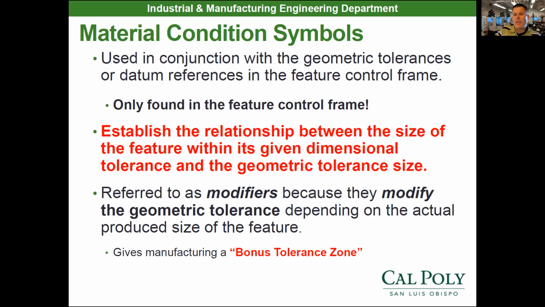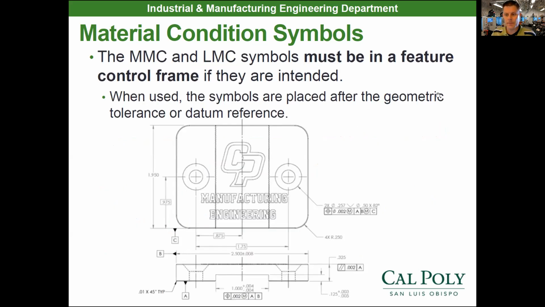So what it's going to do is establish the relationship between the size of the feature with its given dimensional tolerance and the tolerance zone size. So they modify the geometric tolerance, these material condition symbols. So what you see right here is I have one down here for the slot. Let's just talk about that one. So you'll see I have an MMC symbol right there.